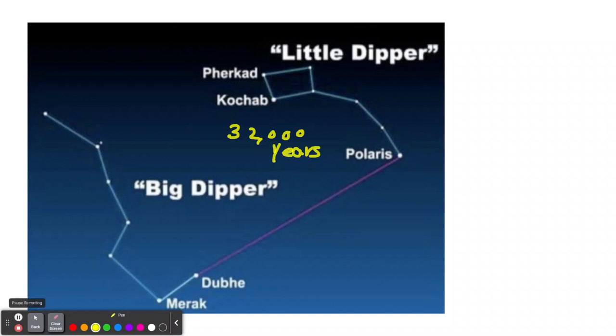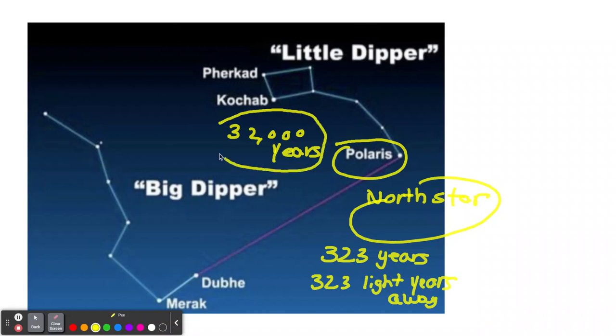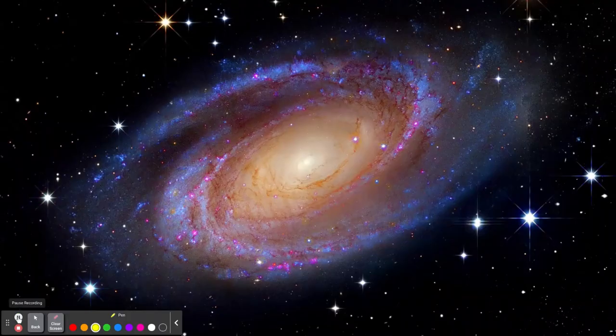And if we think about light, well, Polaris, remember, Polaris is our North Star. It'll take light 323 years to get there. So it's 323 light years away. But for us, 32,000 years. And I'll talk about other stars that are close to us. So let's go back to Voyager 1.